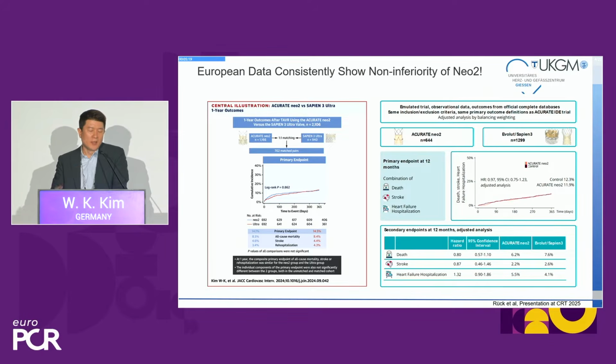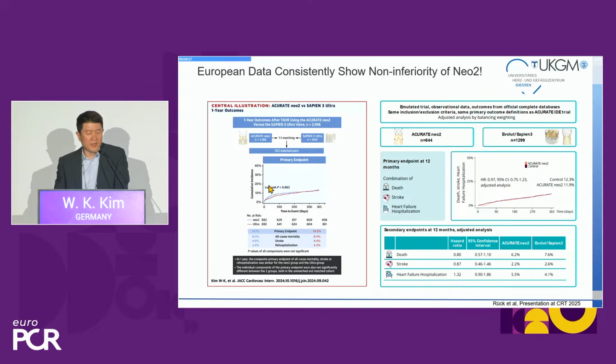And so what we were astonished about is that the European data, the European experience, and you should be aware that we have more than 10, 12 years of experience with this platform, with a learning curve from the Accurate Neo 1, 2, and Prime. The European data that we saw were consistently showing non-inferiority. And this was across many different countries.